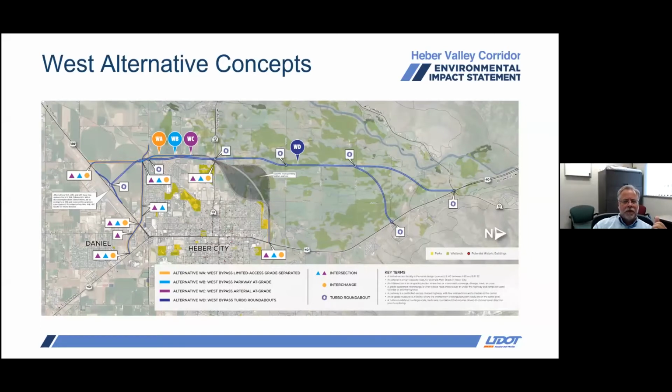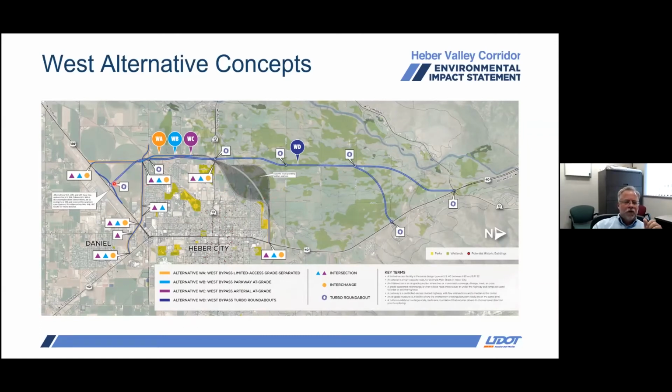With this concept, we have 4 west bypass alternatives to look at. We've labeled these alternatives WA through WD, with the W in the alternative name to indicate a bypass on the west side. The primary difference between each of these alternatives is the speed limit and the number of connections that we make to the local road network.